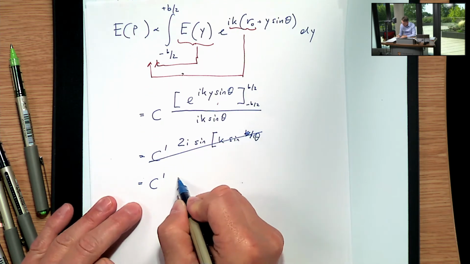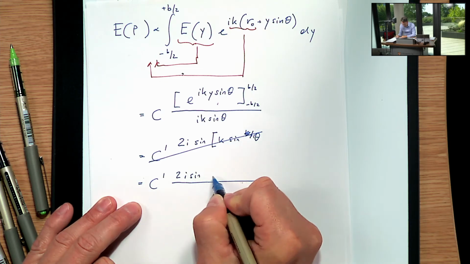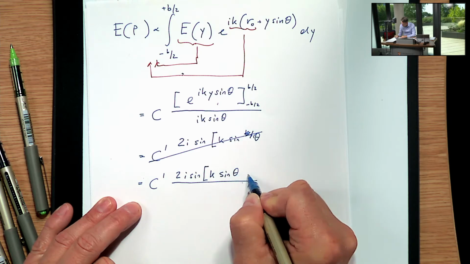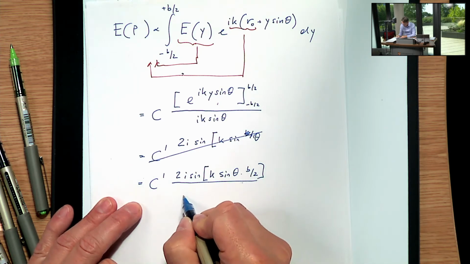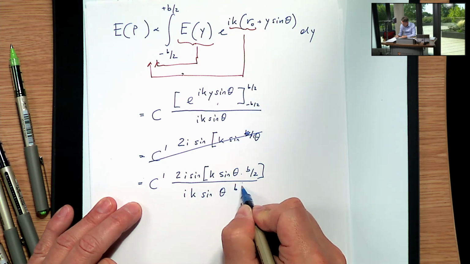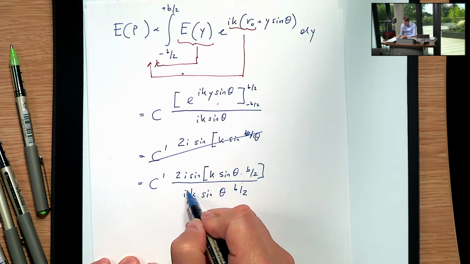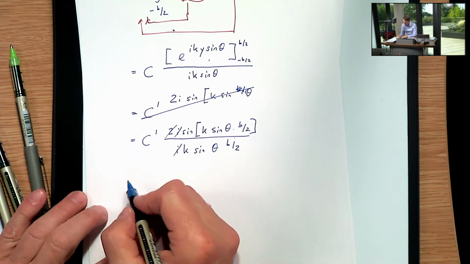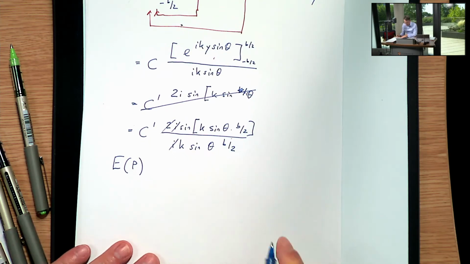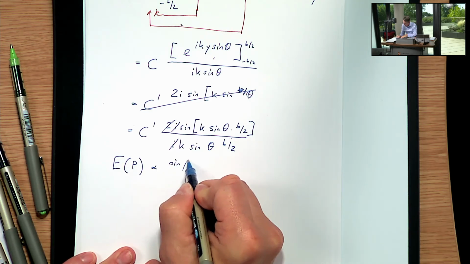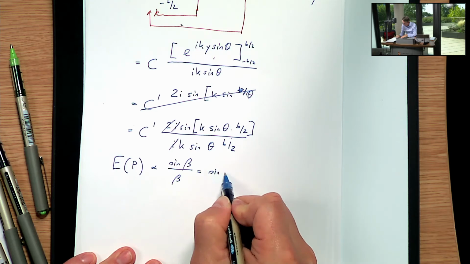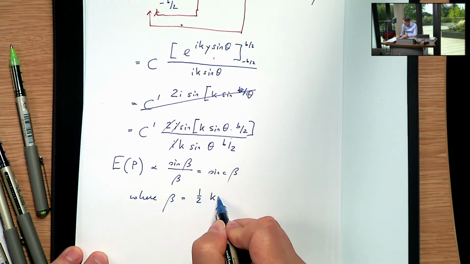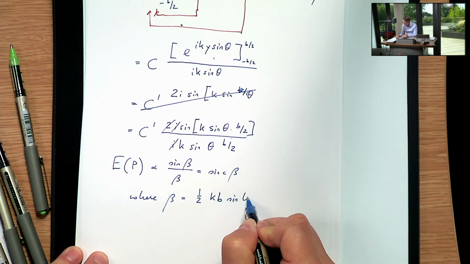Is equal to c times 2i sine of k sine theta times b over 2 over ik sine theta b over 2, and so we can take these all out, and you then see that E of p, this looks like a sinc function, is proportional to sine beta over beta, which is equal to sinc beta, where beta is equal to half k b sine theta.